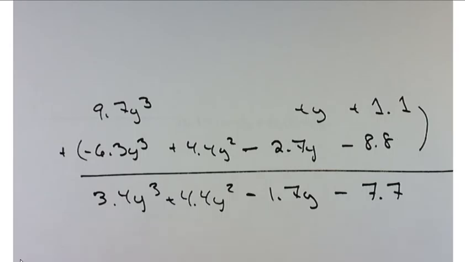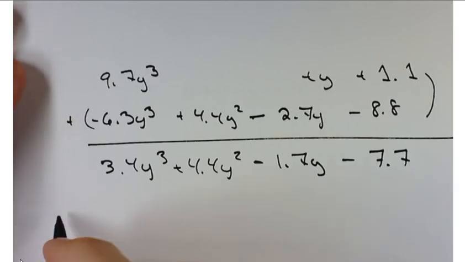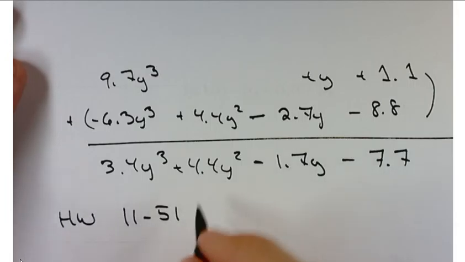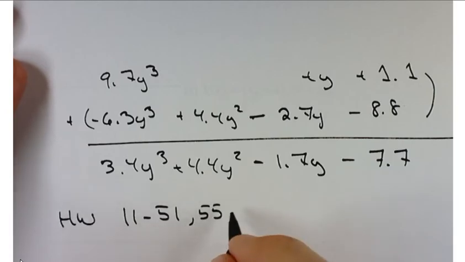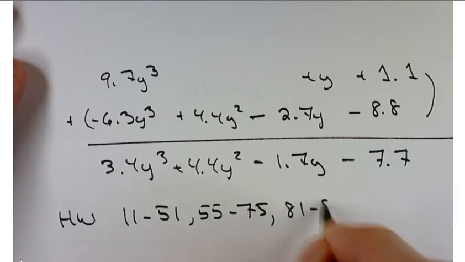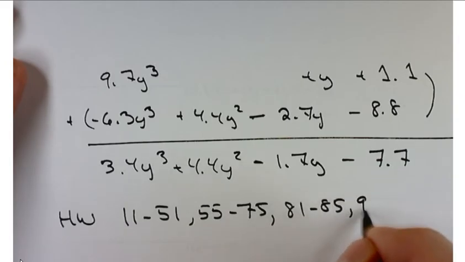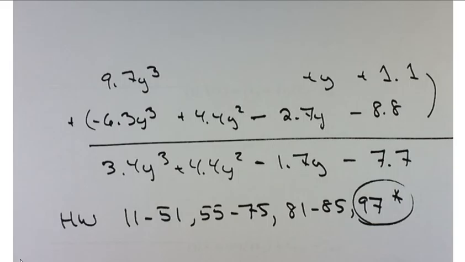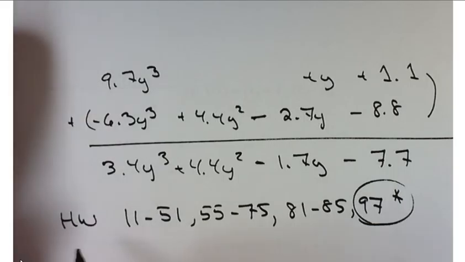Let me give you some homework. Homework 11 through 51, 55 through 75, 81 through 85, and 97 has an asterisk by it. I don't know what that means. That's section 5.5.